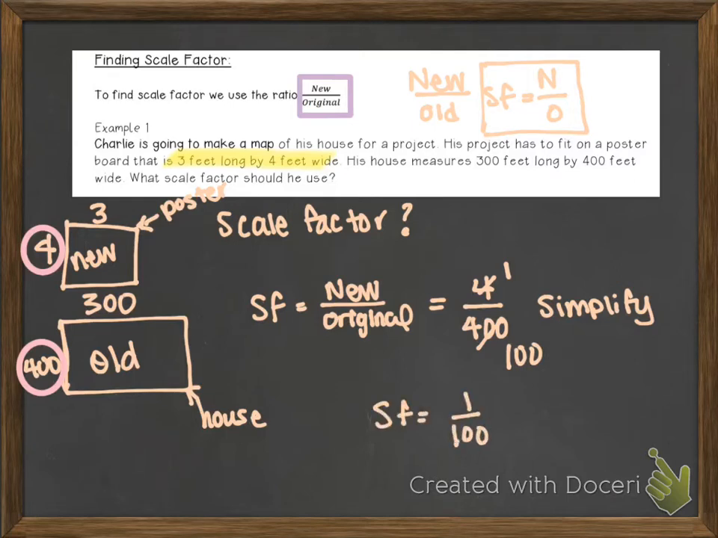So then we decide, does that make sense to have a scale factor of 1 over 100? Yes, it absolutely does, because we went from something really big to something really small. So this is what we call a reduction. So it makes sense.